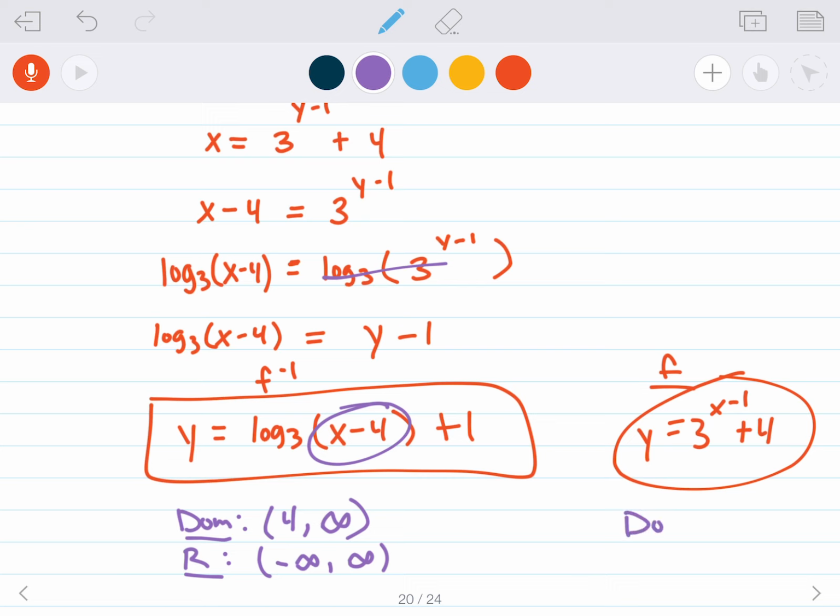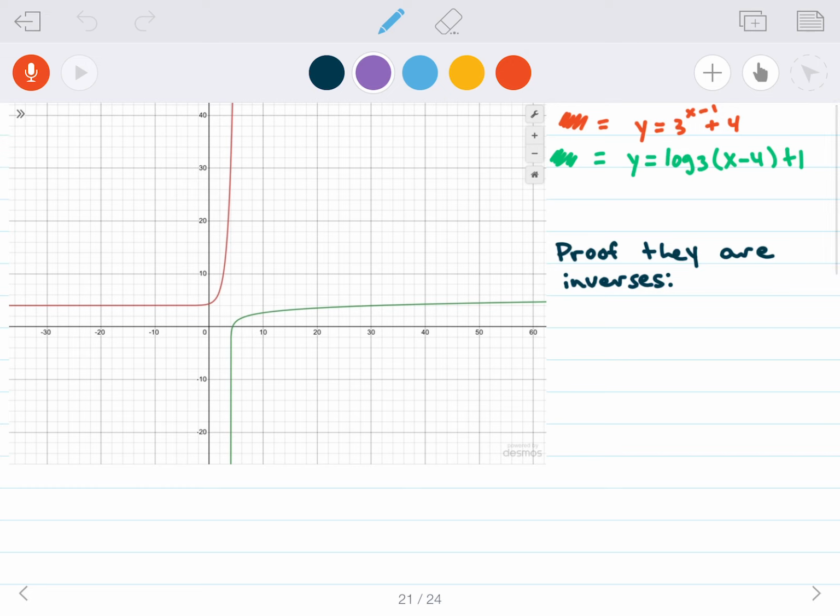With the exponential, remember, since they're inverses, the domain and range switch. So the domain here is the range of the log, which is all real numbers, negative infinity to positive infinity. And for the range, we can see that we're shifting this up 4 units, so the range is the domain of the log, 4 to infinity. Here are our functions. We can see that they are indeed reflected across the line y equals x. It's the mirror for them.